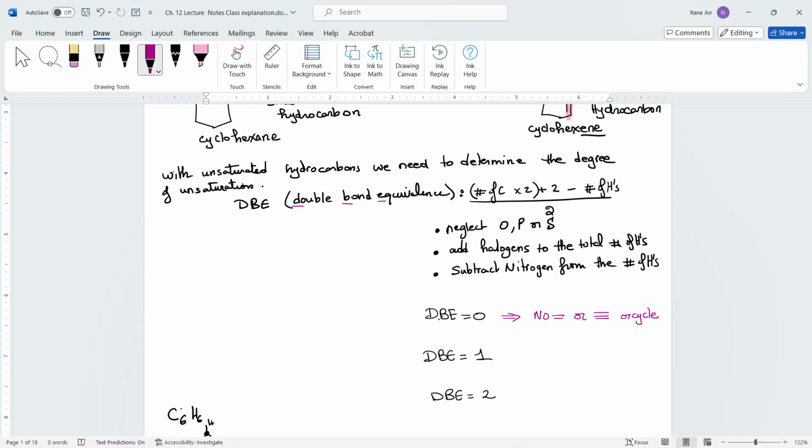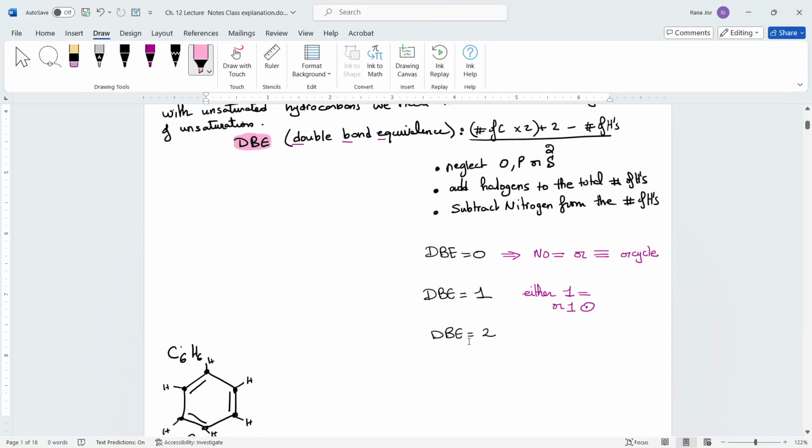A DBE of 1 means that there is either one double bond or there is one cycle in the structure, because a cycle is a DBE of 1. A double bond is a DBE of 1. So you can either have a cycle or you can have a double bond in your structure. And this will help you a lot, by the way, whenever you are drawing structural isomers. So you would know if your structure has a double bond or a triple bond or a cycle.